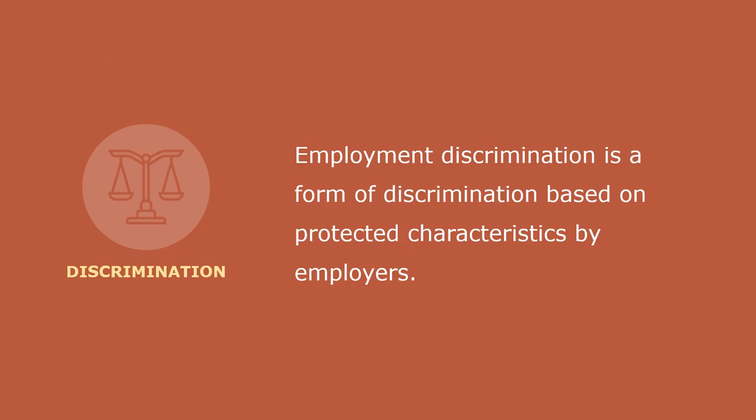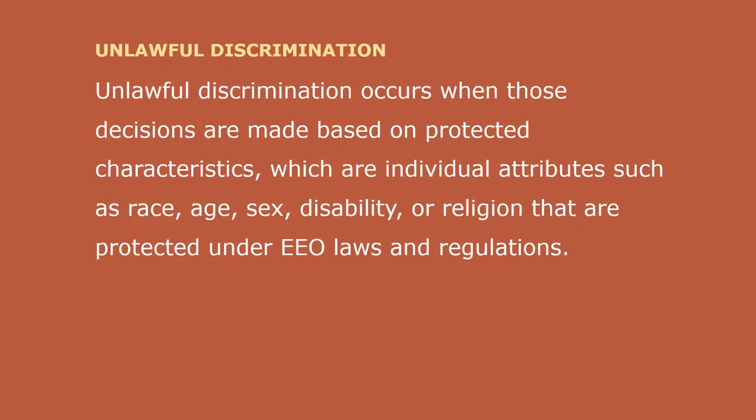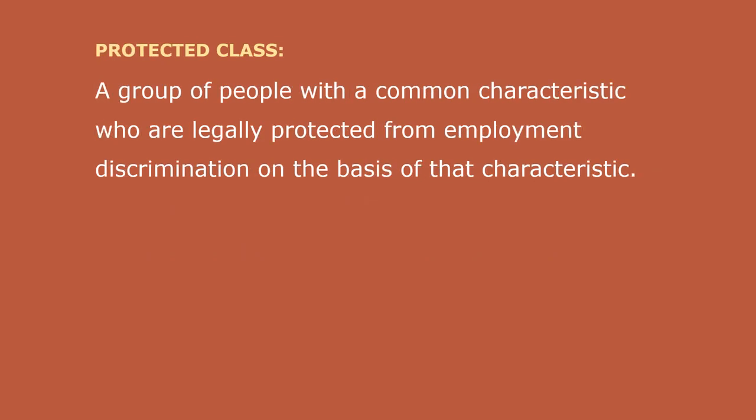Employment discrimination is a form of discrimination based on protected characteristics by employers. Unlawful discrimination occurs when these decisions are made based on protected characteristics, which are individual attributes such as race, age, sex, disability, or religion that are protected under EEO laws and regulations. A protected class is a group of people with a common characteristic who are legally protected from employment discrimination on the basis of that characteristic. These traits are called protected characteristics.